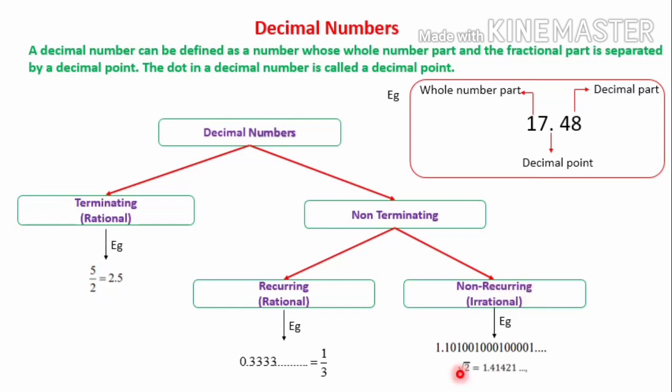One more example is root 2, that is 1.41421... and so on. Non-terminating recurring decimals are rational numbers, and non-terminating non-recurring decimals are irrational numbers. Once again, I repeat: non-terminating recurring decimals are rational, non-terminating non-recurring decimals are irrational. Hope it is clear.